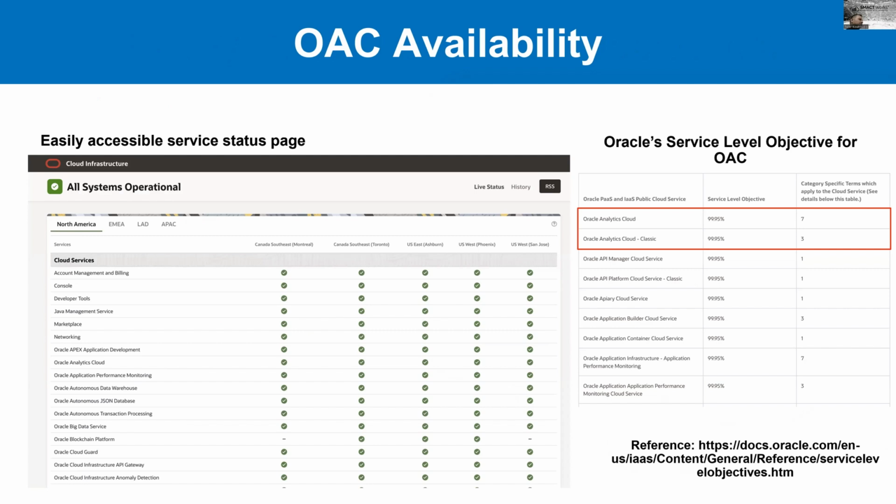OAC availability, this is always a question that comes up since we're not managing the servers ourselves. OAC availability has been at a 99.95% uptime, and that is the service level objective that they work with. It's always available on a particular page. All of the OCI services, for that matter, are available for you to check to see the service health, the service uptime. But as you can see, the Oracle service level objective is also 99.9995%, sorry, uptime.